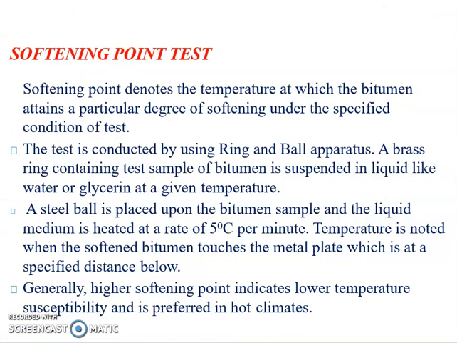Next one is softening point test. Softening point denotes the temperature at which the bitumen attains a particular degree of softening under the specified conditions of test. The test is conducted by the ring and ball apparatus.